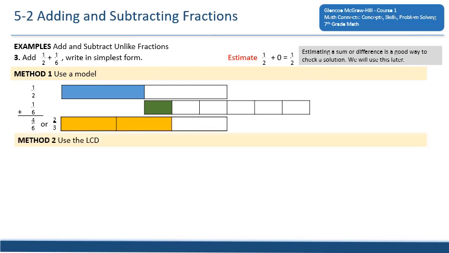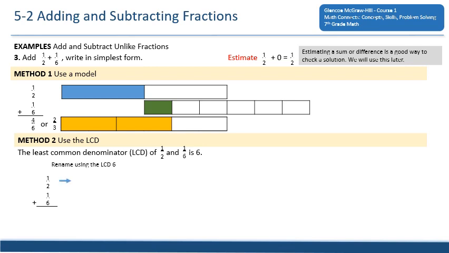And then method 2 is using the least common denominator. So the least common denominator of 1/2 and 1/6 is 6, because 6 is a multiple of 2. So 1/2 plus 1/6, we're going to rename using the least common denominator 6. In order to get 6 in the denominator, we multiply by 3. So we're going to multiply the numerator by 3 as well.